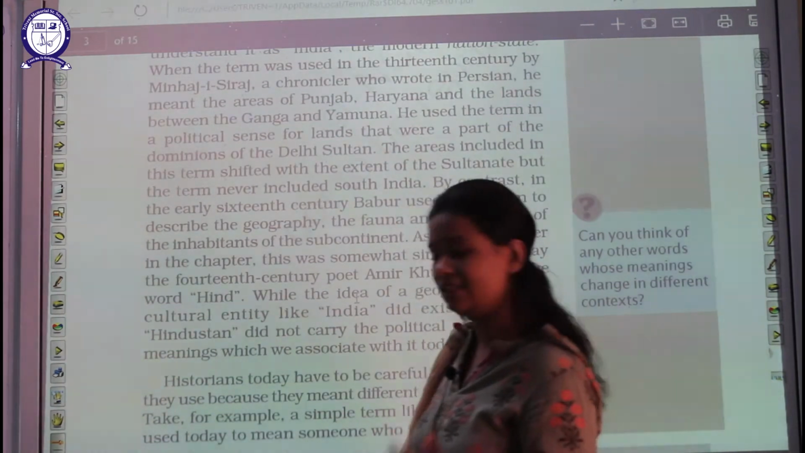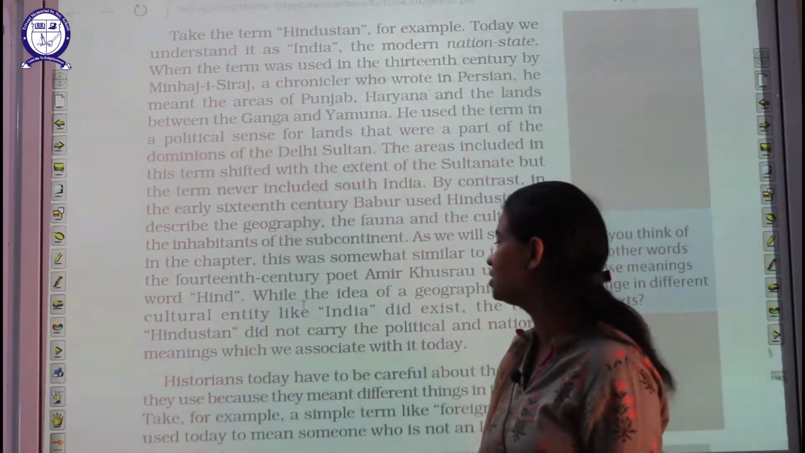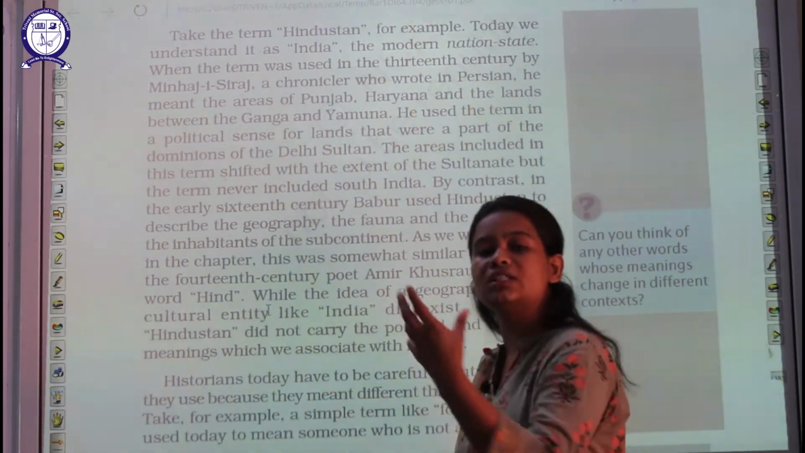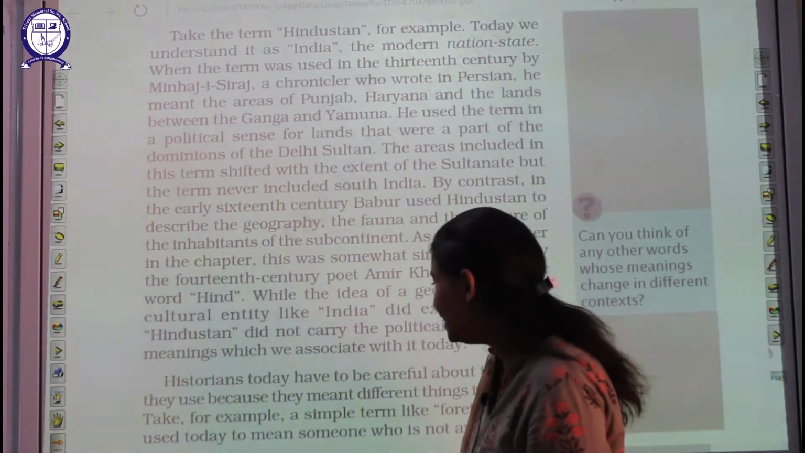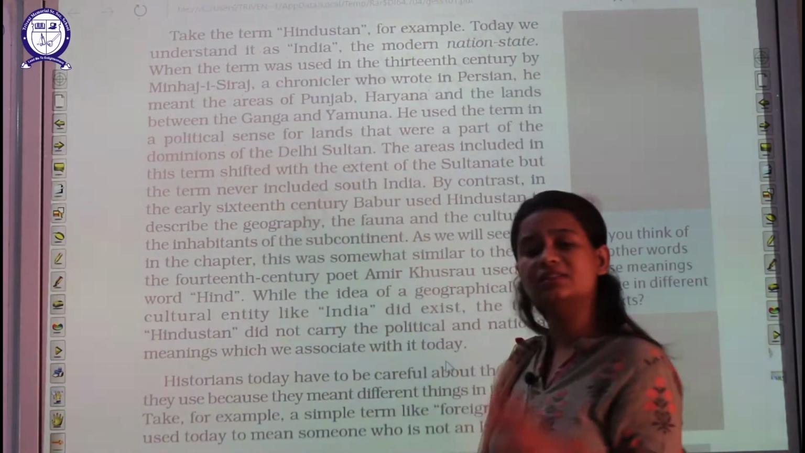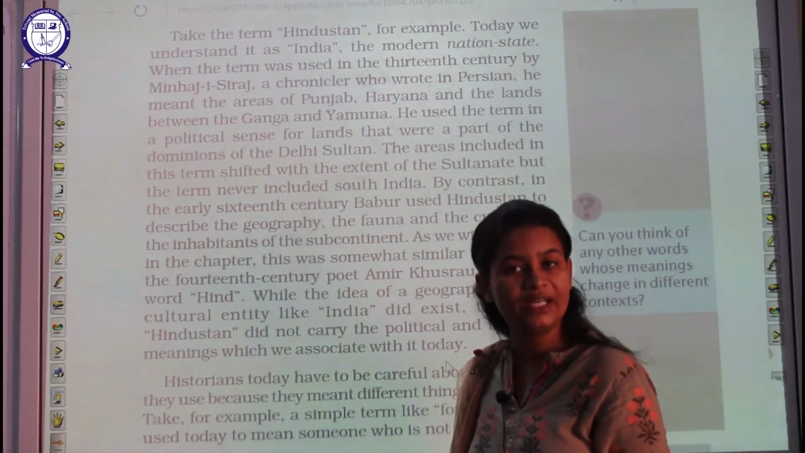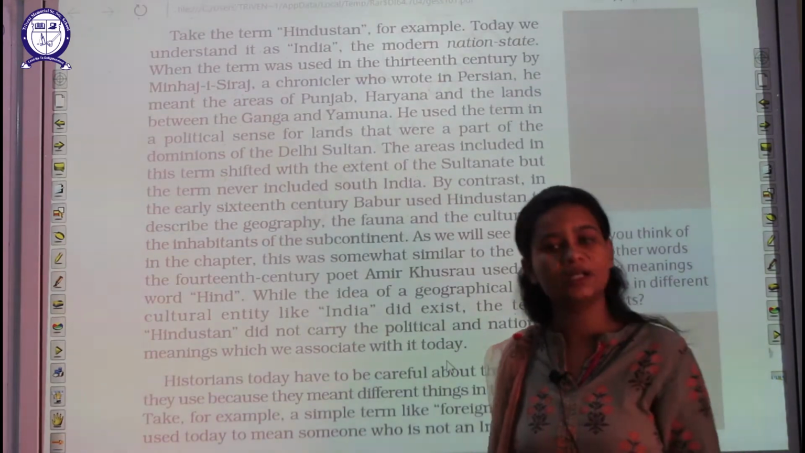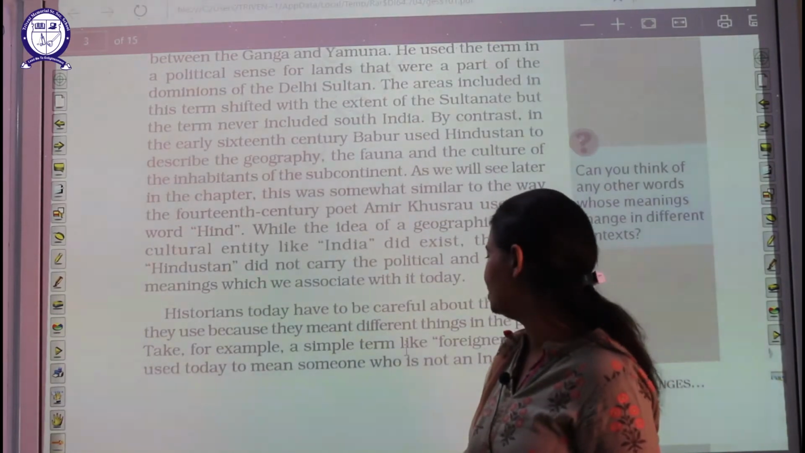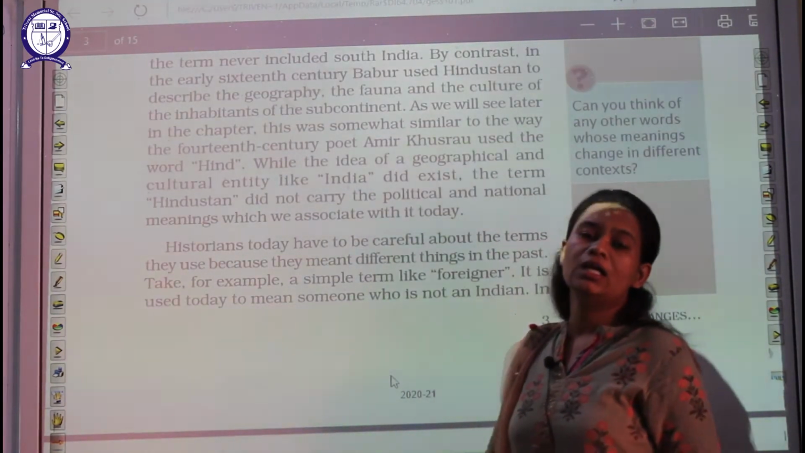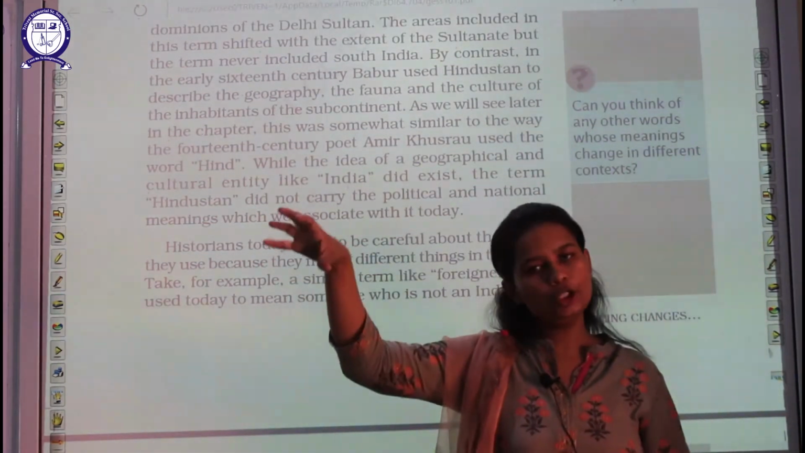Now another person to discuss is Amir Khusro. He is one of the very famous poets, and he used the word Hind to describe Hindustan. So what he said is that we are describing this word Hindustan because of the culture and the tradition of India. As I already told you, he was a poet, so he is describing India in terms of the culture and traditions that took place in India. So the first terminology that we took, the old one is Hindustan and the new one is India.